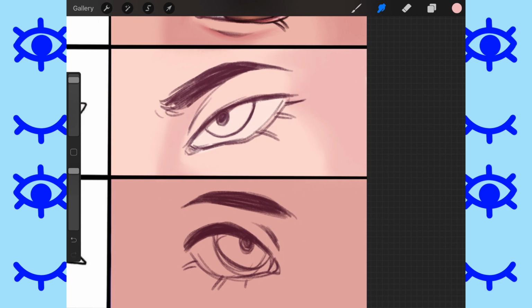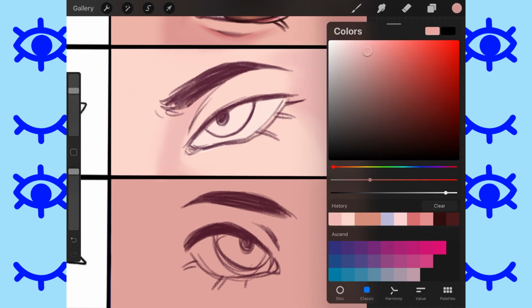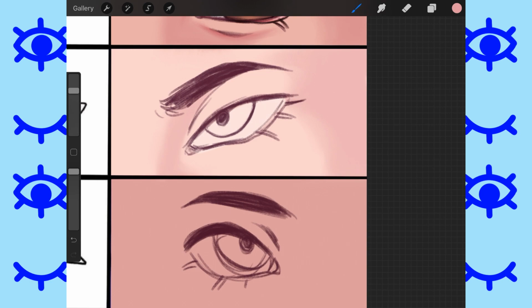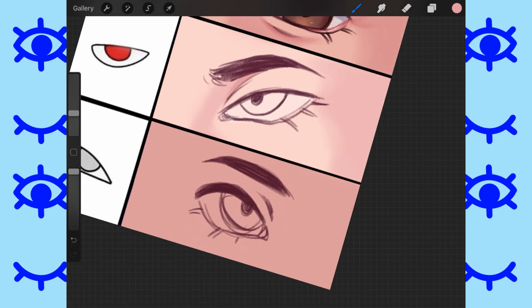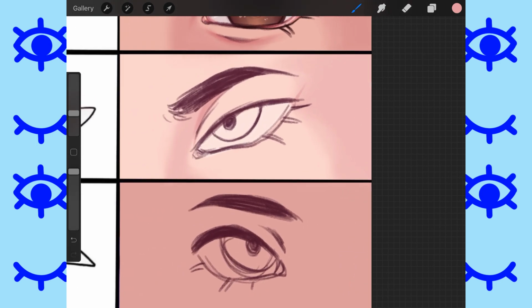Another thing I would suggest in regards to practicing is checking out that anatomy hacks video that I did, because it's really helpful for breaking down reference photos and actually trying to learn from them rather than just staring at them and trying to recreate them.